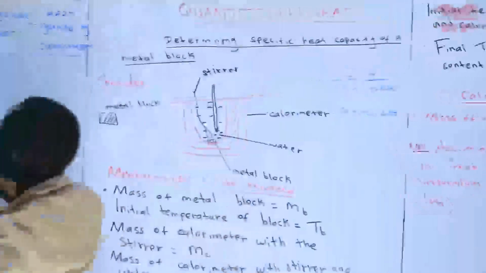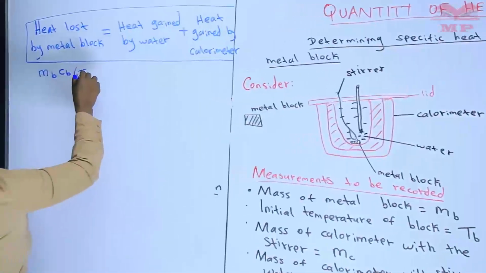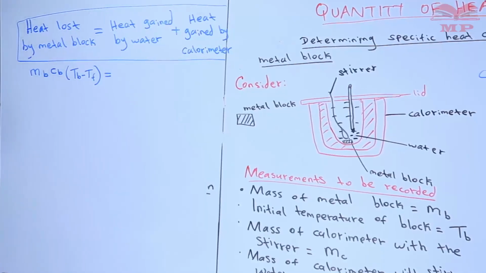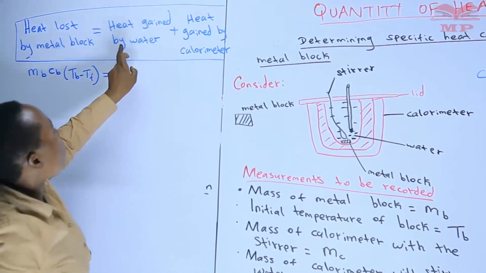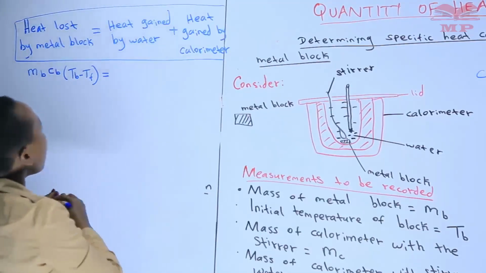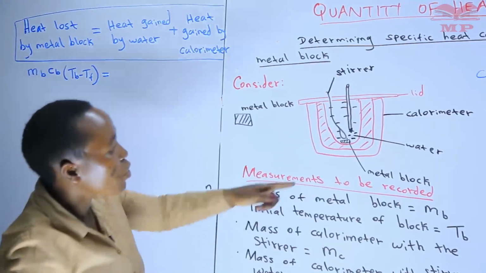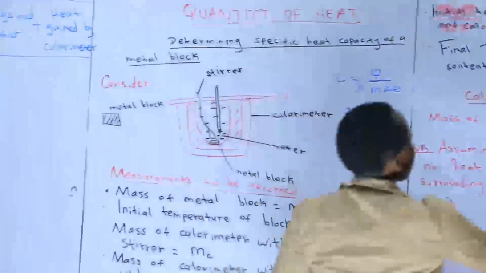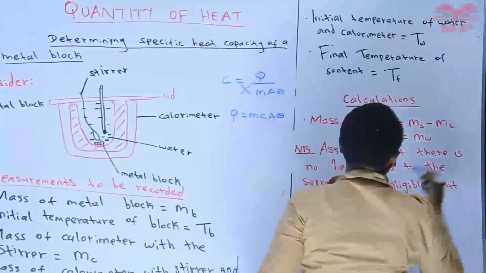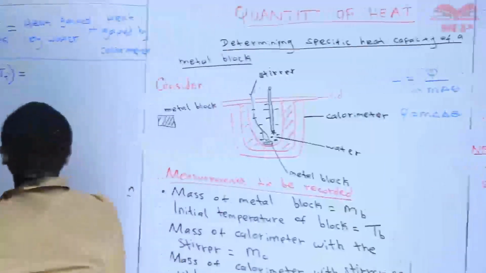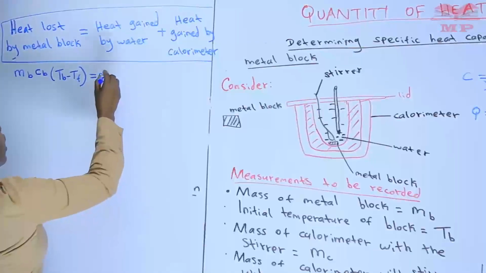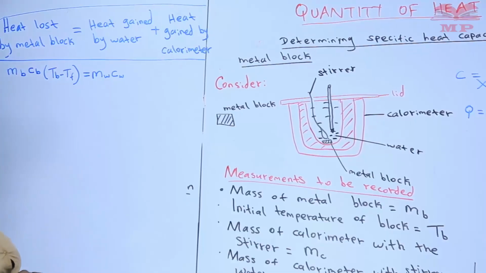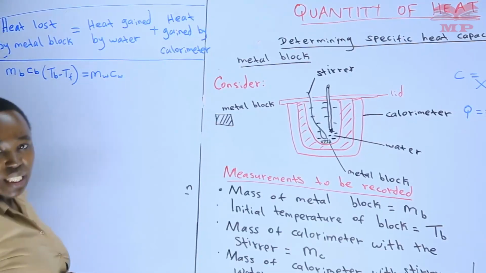So we have the change in temperature as TB minus TF. That's what we have on that side, which is equal to heat gained by water. Again, the formula uses the mass of water, and the mass of water we said is ms minus mc. We can therefore say that this is equal to the mass of water, mw, times the specific heat capacity of water, which should be given in this question, multiplied by the change in temperature.